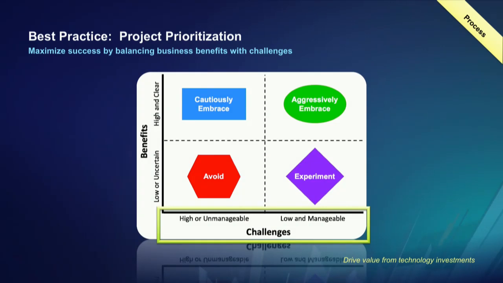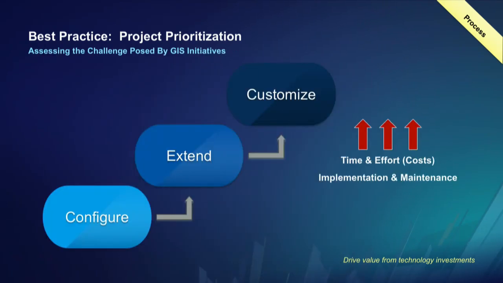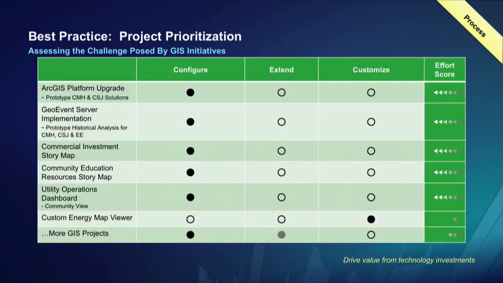As for assessing the challenge or the effort associated with any of your proposed projects, you can assess the efforts by determining which projects require configuring versus extending versus customizing. Using that model, you can assess each of your projects to see which require more effort and perhaps come up with some simple scoring system that you can use to evaluate where they should be placed on your 4 quadrants.